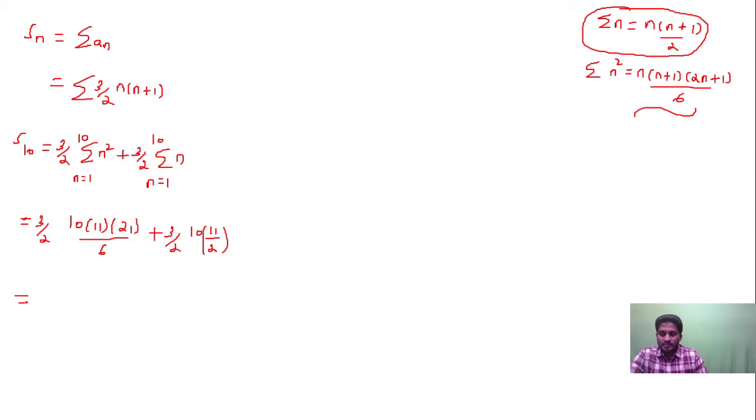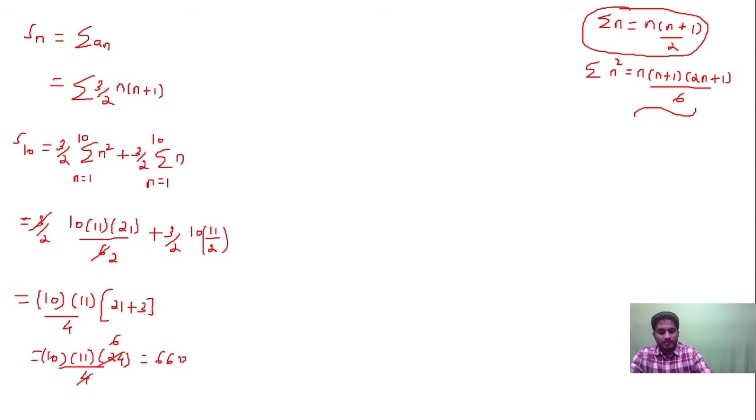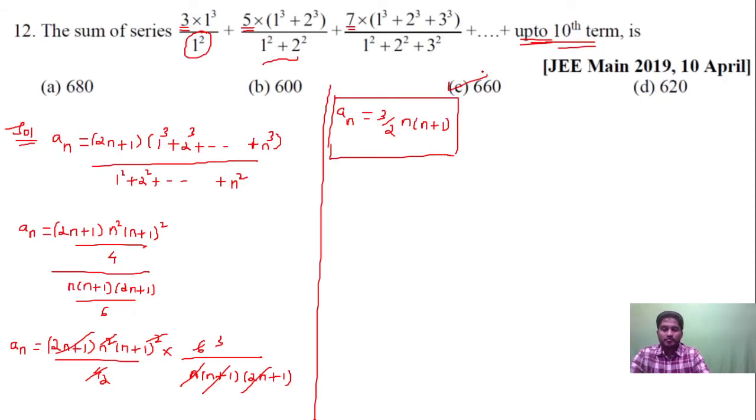Let me see what I can take common. So this will cancel 2 times. I'm going to take 10 into 10 plus 10 into 11, divided by 4. If I take this common, left out is 21 plus 3. So you get 10 into 11, and then this is 24, whole divided by 4. So this will cancel 6 times. This is 660. That's the answer, guys. Answer is option C. Let's move to the next question.